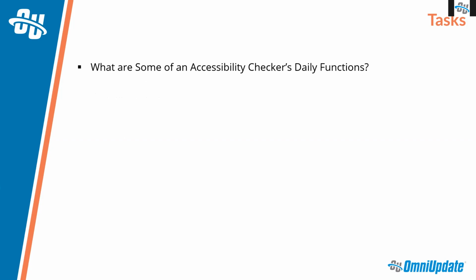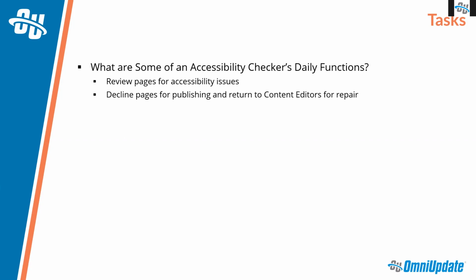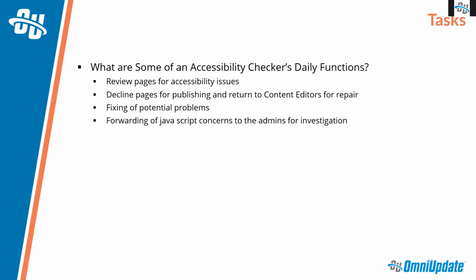For my accessibility checker, what daily functions would they do? They're going to have to review pages for accessibility issues, of course. They need to be able to decline a page for publishing and return that to the content editor for repair. They need to know how to fix potential problems. They need to forward maybe any JavaScript concerns to admins for investigation. They need to know how to publish pages. If a page does pass all of the potential issues and it looks good, they need to know how to publish that page when it's done.